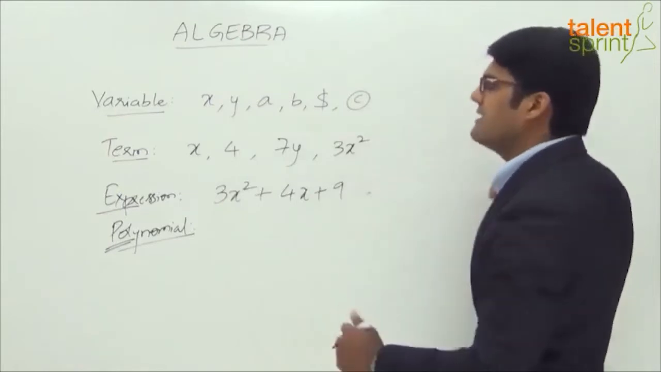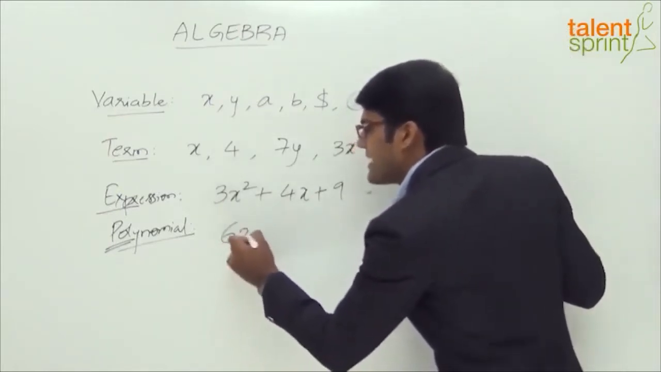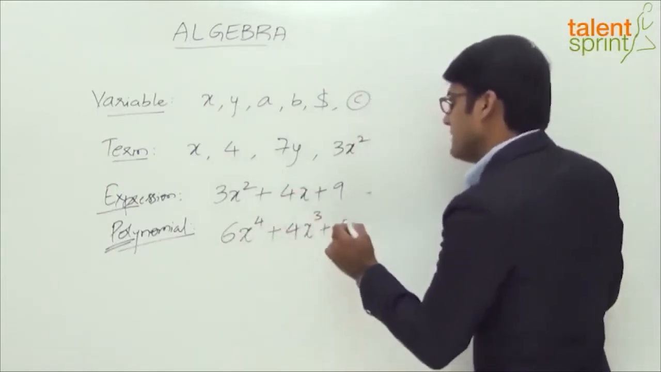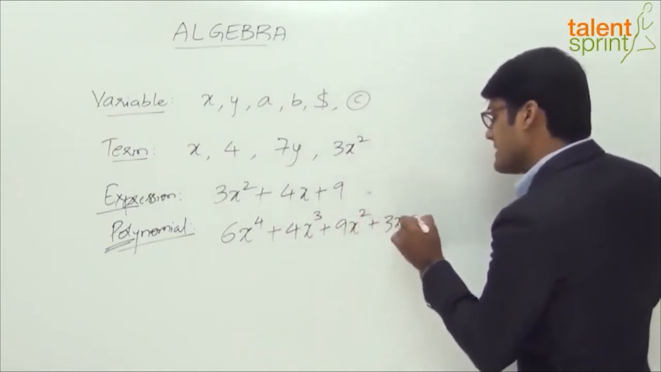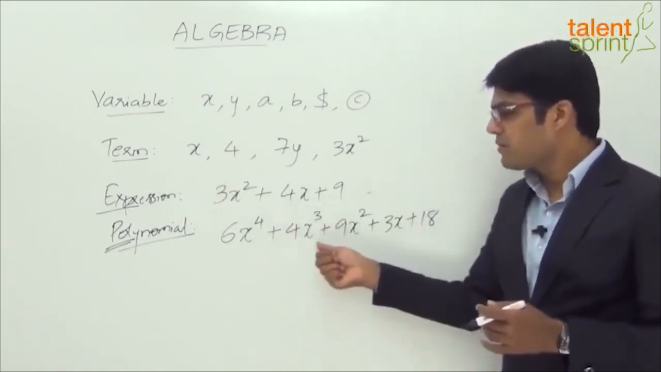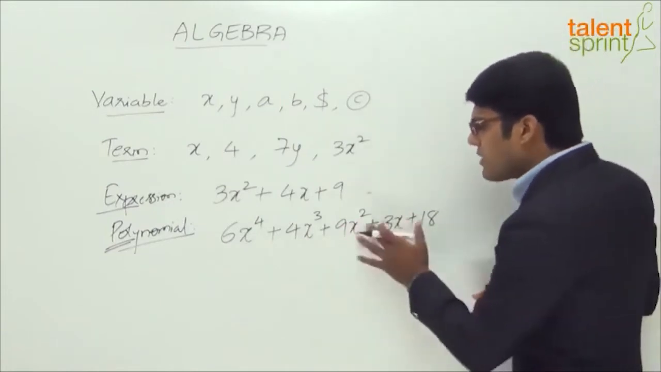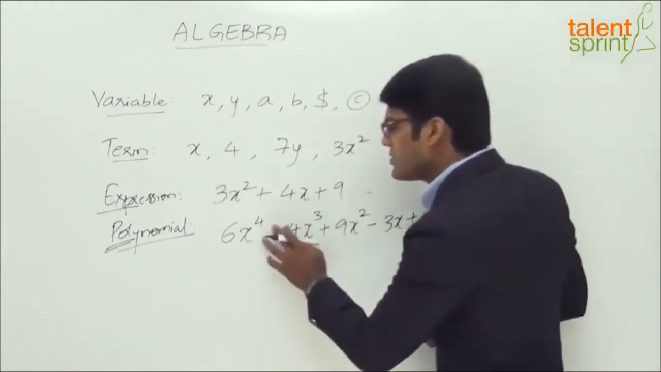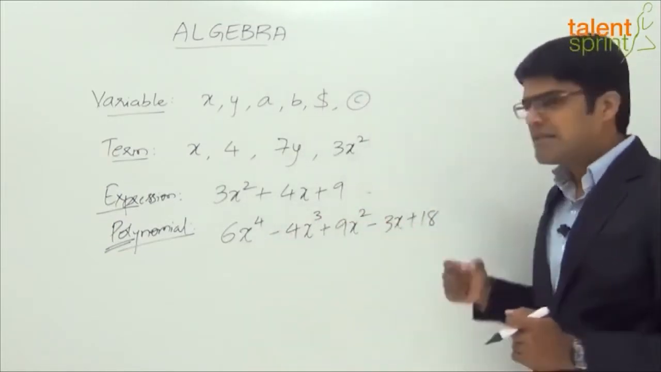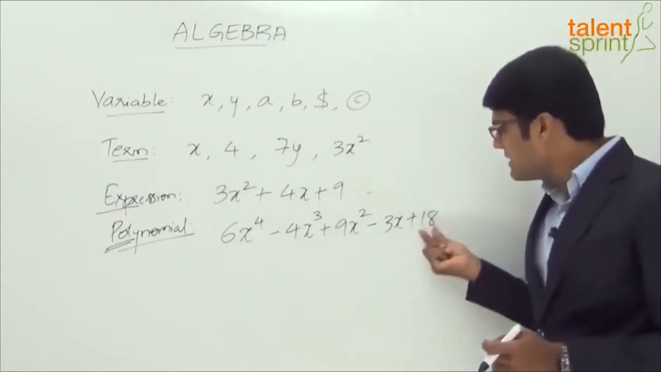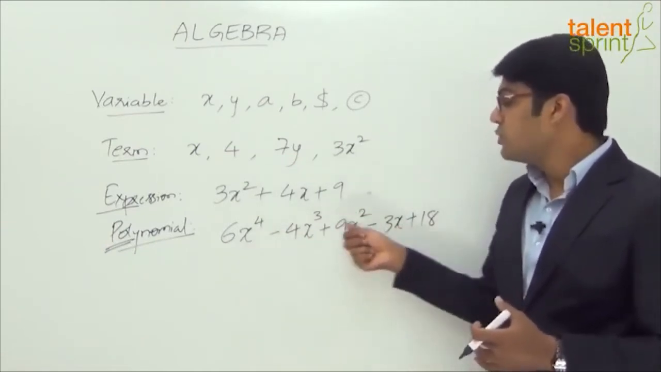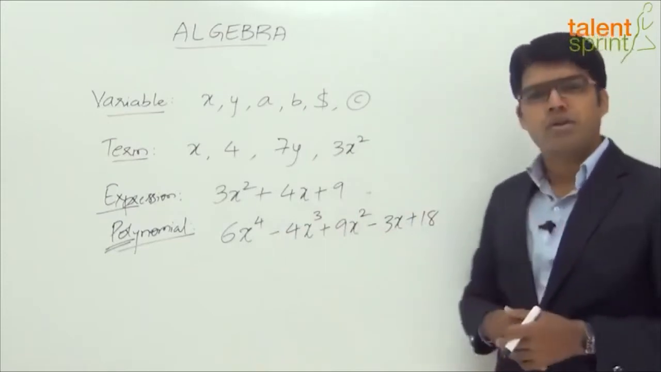Alright. If I have to take another example, let's say 6x to the power of 4 plus 4x cubed plus 9x squared plus 3x plus 18. That's a polynomial. We have different terms here, and maybe 1 or 2 of them have a negative sign. So 6x to the power of 4 minus 4x cubed plus 9x squared minus 3x plus 18. That's a collection of terms. We have numbers, we have variables, we have exponents: x to the power of 4, x cubed, x squared, and so on. So that's called a polynomial.